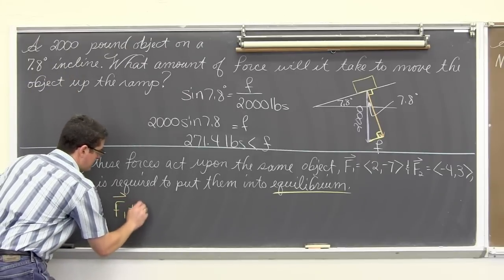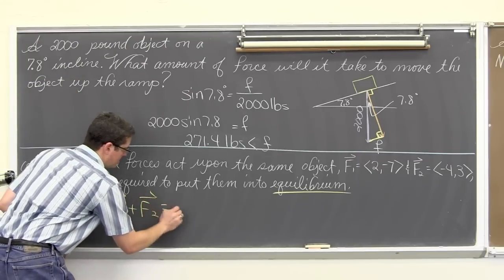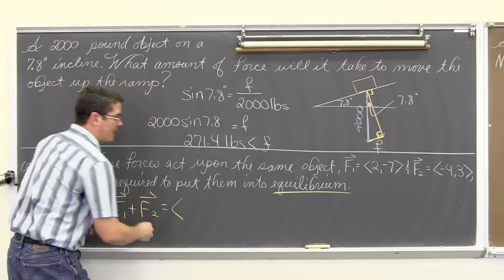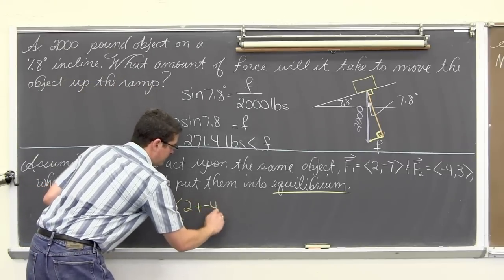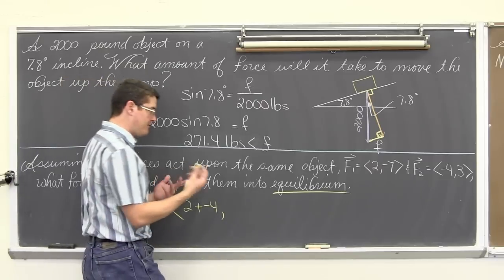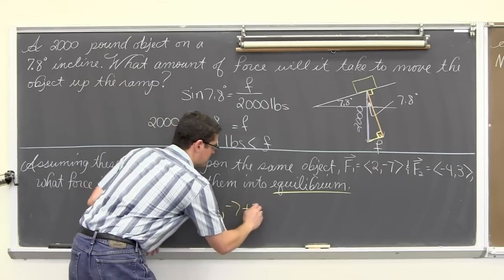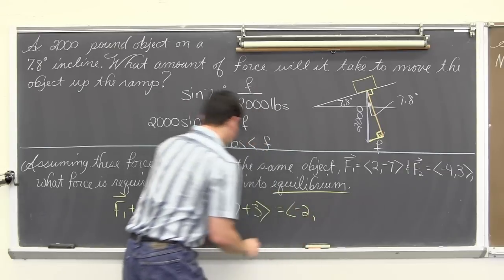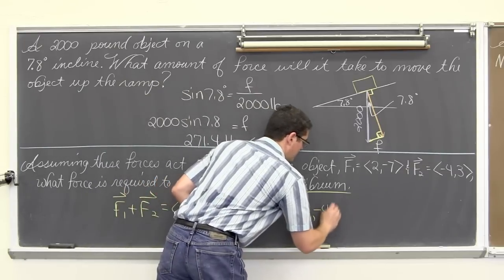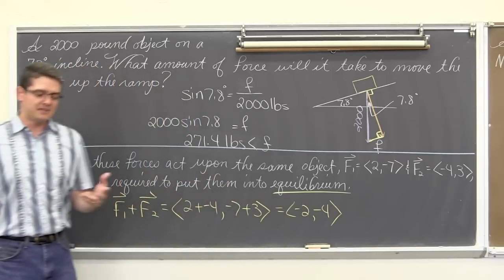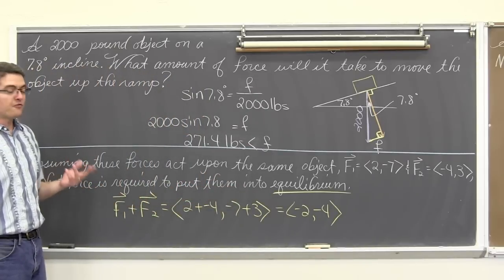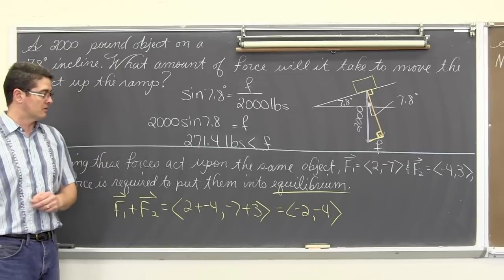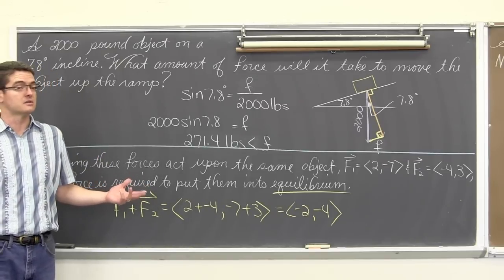Force 1 plus force 2 is going to be equal to, how do you add vectors? You just simply add the A values, so 2 plus negative 4, and you add the B values, negative 7 plus 3. That comes out to be negative 2 and negative 4. Now, what vector could I add to negative 2 and negative 4 to get a resultant vector of 0, 0, a zero vector? Well, all I have to do is change the signs.